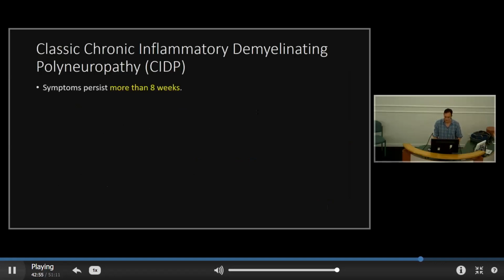CIDP. Now, it's not quite correct to say this, but we often think of CIDP as the more chronic version of Guillain-Barré. Guillain-Barré usually gets worse at around week 2, week 3, week 4, and then it improves, even without treatment very often. Whereas CIDP is different. It persists much longer. Guillain-Barré tends to be a one-off. CIDP needs ongoing treatment.